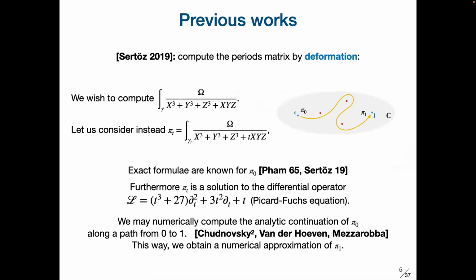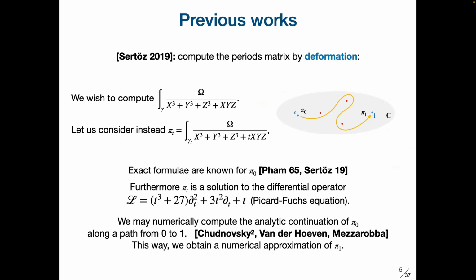More concretely, let me focus on one example. Assume that I want to compute this integral here, where the cycle of integration, gamma again, is a closed cycle on the underlying elliptic curve. It doesn't really matter which one it is. Instead of just considering this complex number, you can view it as the value of a specific function where you introduce this parameter t in front of the last monomial here. So now you have a function of periods that depends on t.